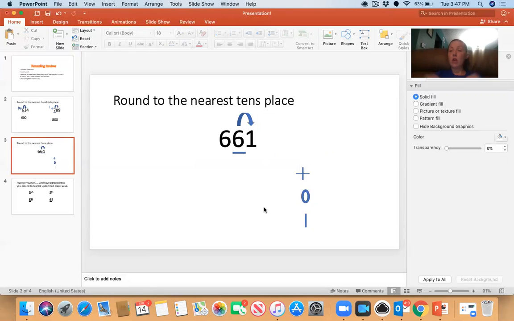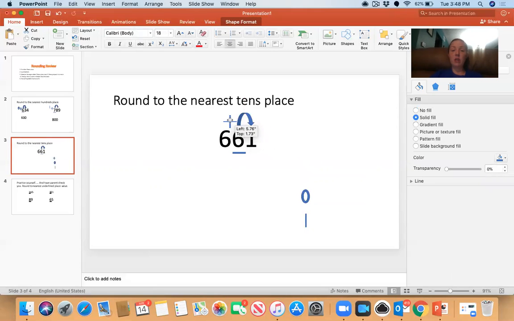So now I want you to look at the ones place. Is that a weak or a strong number? It is a weak number because it is less than 5. So since it's weak, am I going to get a point or am I going to stay the same? I'm going to stay the same. So I'm going to put a plus 0.